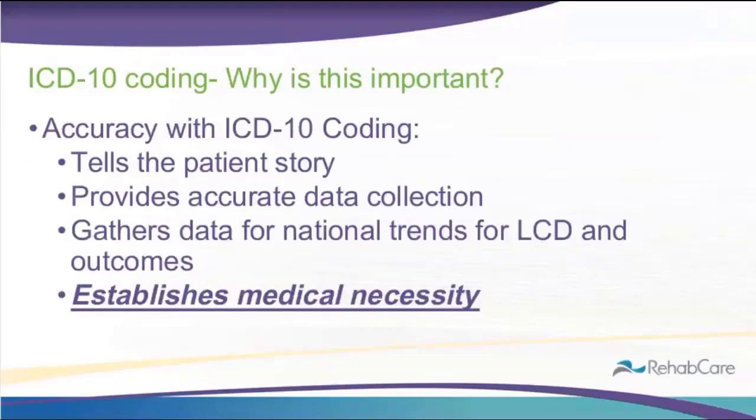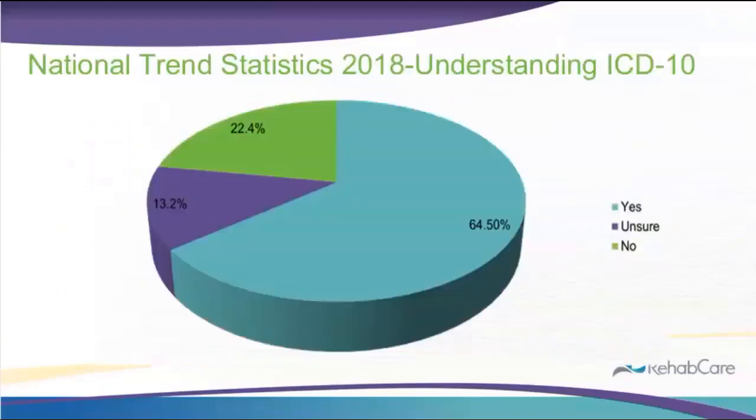So you're asking yourself, so why is this important? We have to have accuracy with ICD-10 because, for number one, it tells the story of the patient. It gives you their history. You can look through the list of the ICD-10s that they're assigned, and you can tell medical history based off the ICD-10s. It also gives us accurate data collection. It does gather data for the national trends, for the local coverage determination and the outcome, but the big one is that it establishes medical necessity.